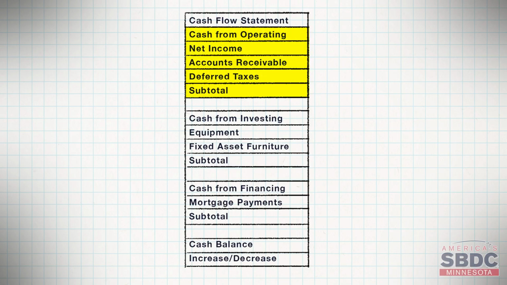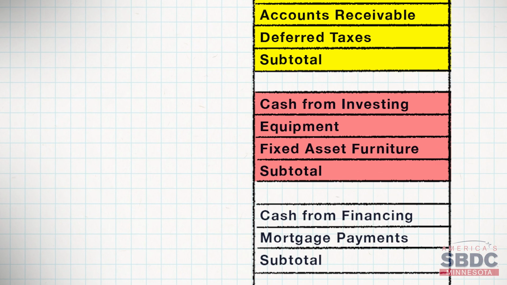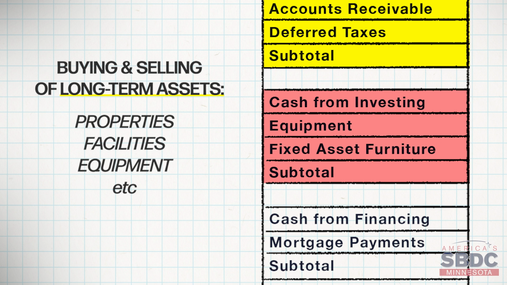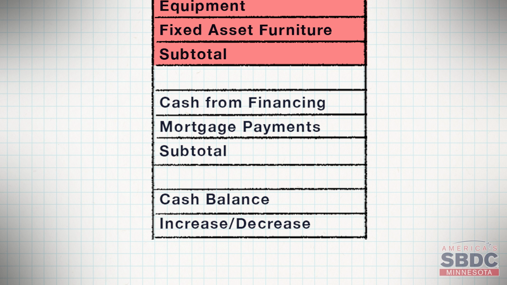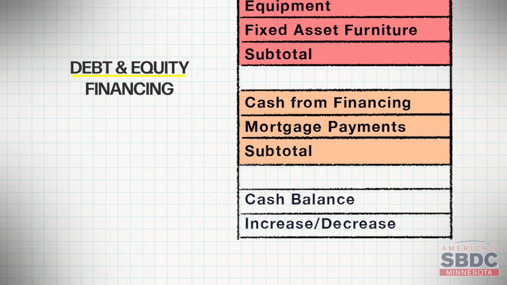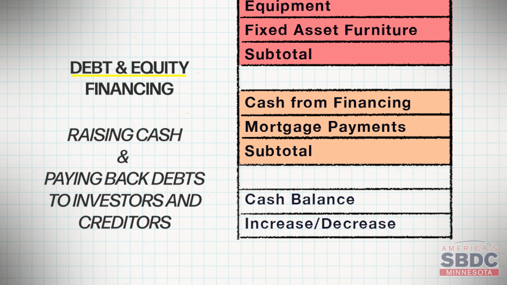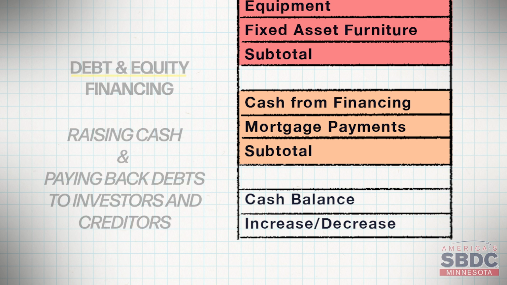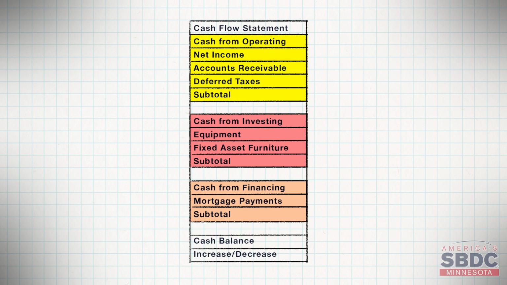After calculating cash flows from operating activities, you will need to calculate cash flows from investing activities. This section of the cash flow statement details cash flows related to the buying and selling of long-term assets like properties, facilities, and equipment. Keep in mind that this section only includes investing activities involving free cash, not debt. The last section of the cash flow statement is from financing activities. This includes cash flows from the debt and equity financing. This is the cash flows associated with raising cash and paying back debts to investors and creditors. Once the cash flows from the 3 main types of business activities are accounted for, you can determine the ending balance of cash and cash equivalents for that reporting period.